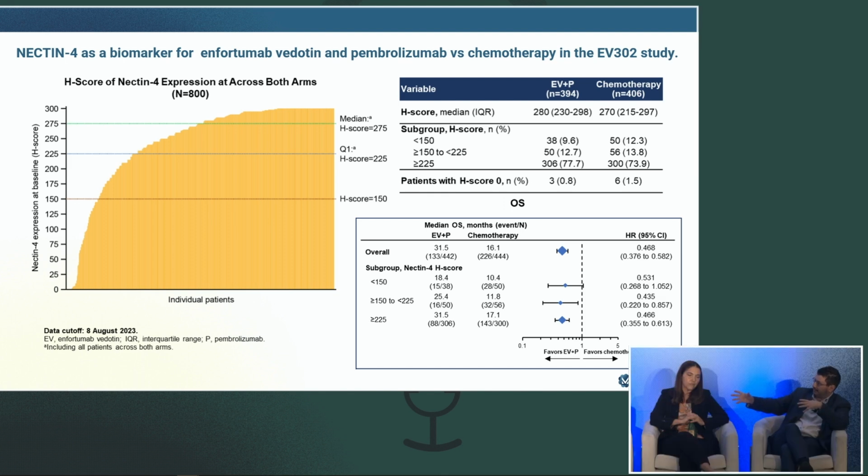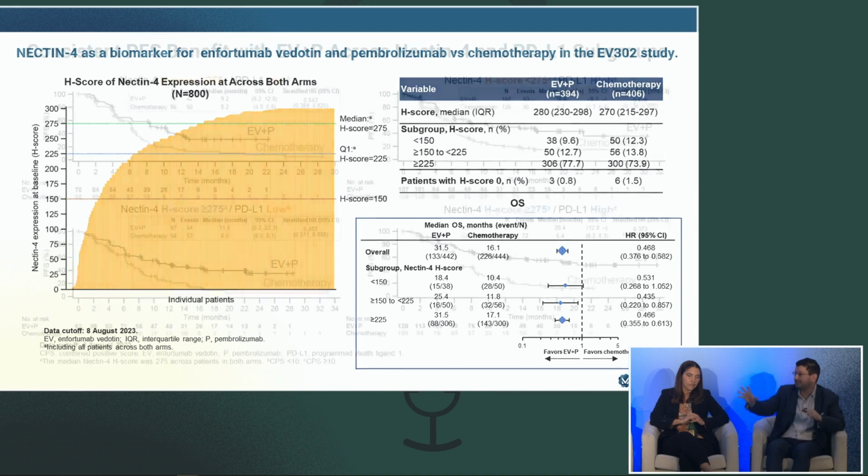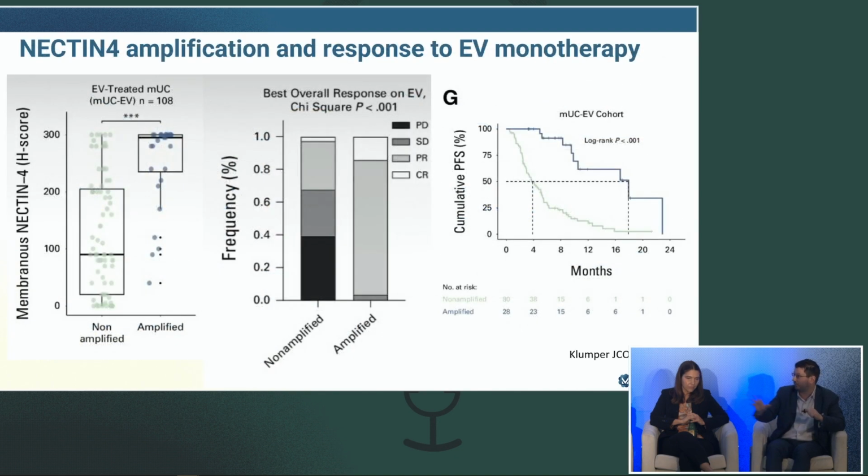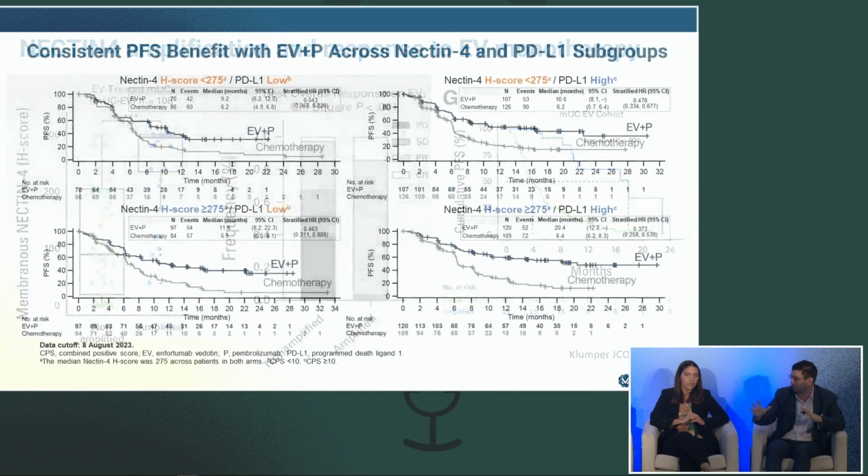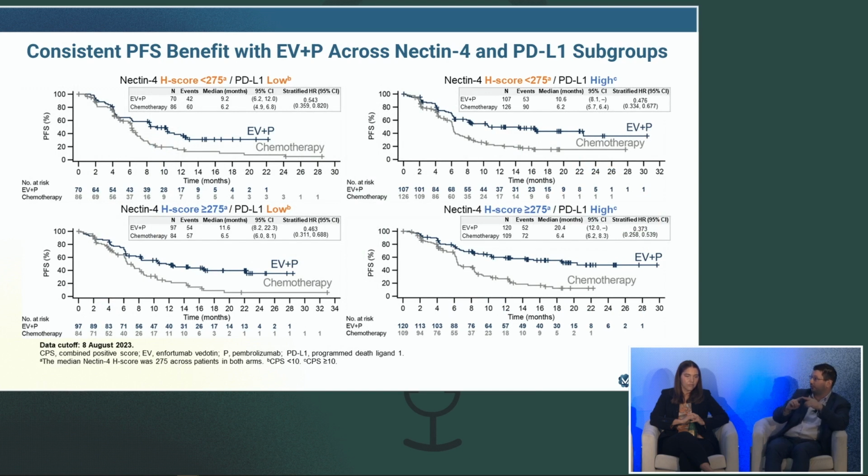You showed great data, Tom, a couple of weeks ago at ESMO that there was no clear correlation with the degree of benefit. So the benefit applies regardless of the protein expression. But I would love to see more data. I applaud the effort of biomarker approach. The first time we saw biomarker data with enfortumab vedotin, so we'd like to see more data. I want to see maybe Nectin-4 amplification.